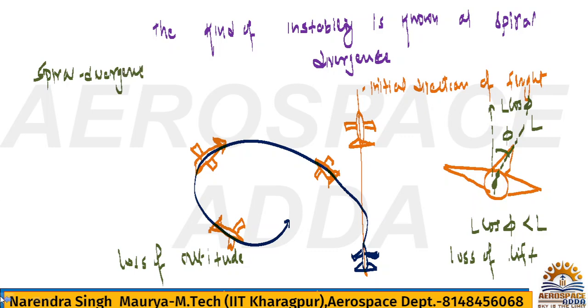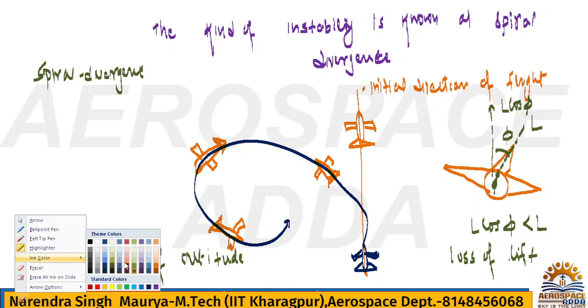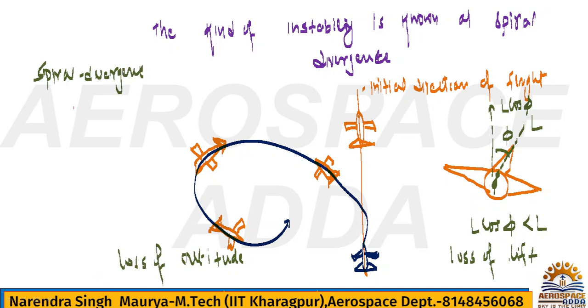Spiral divergence comes. I have written the explanation also, but again I'm writing in short. You need to remember it because questions will be asked based on this.